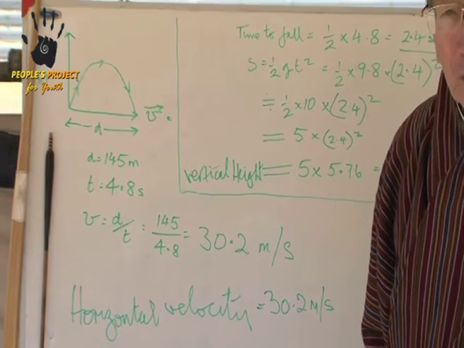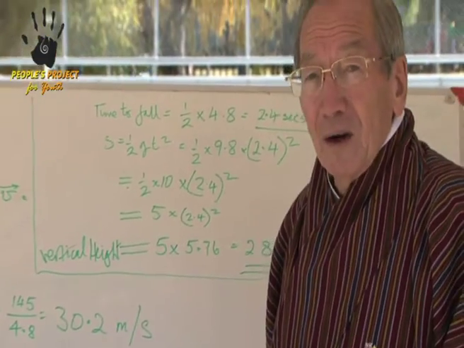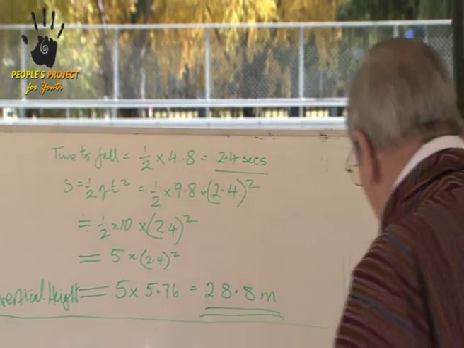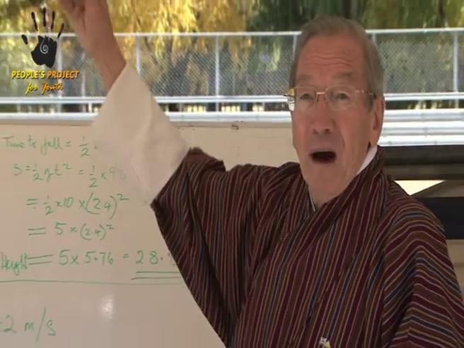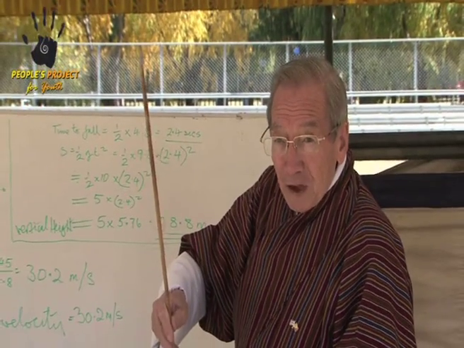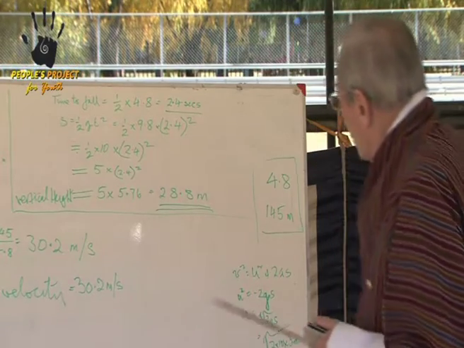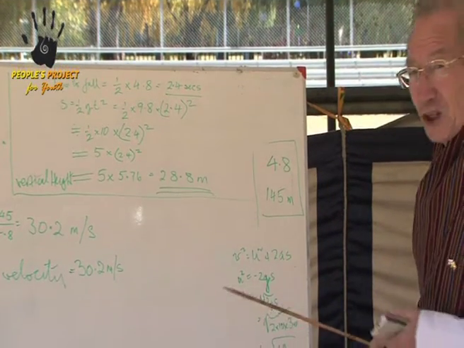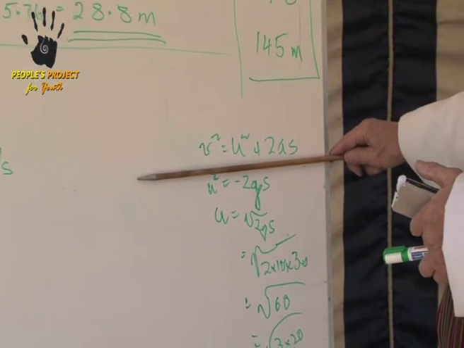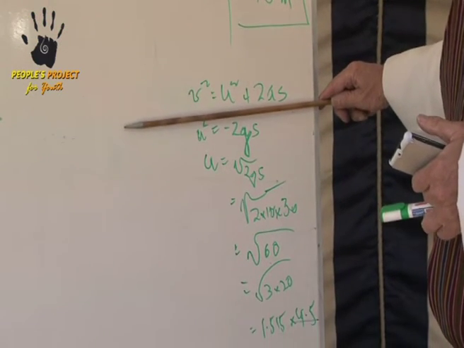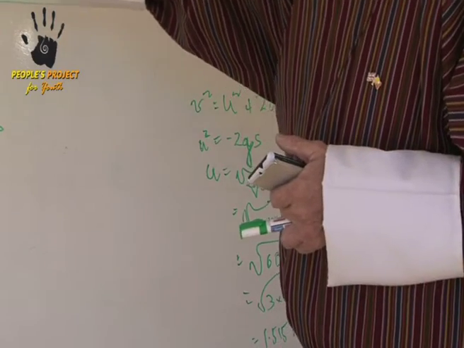Now, you can also use your simple school formulas to work out what the vertical velocity was. How quickly did the arrow go up? What was the velocity upwards with which the arrow left the bow? And to do that, I've just done a quick calculation here. We don't want to labour it too much. We'll use one of our school formulas, v squared equals u squared plus 2as. V is the final velocity of the arrow when it goes up.